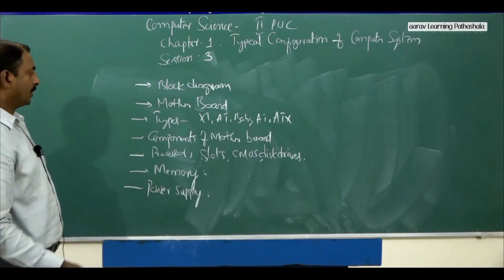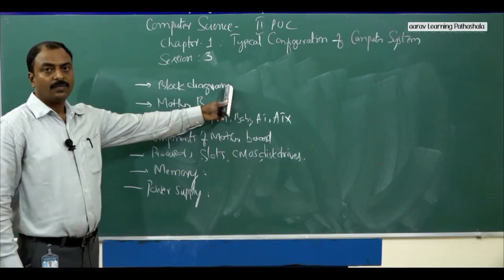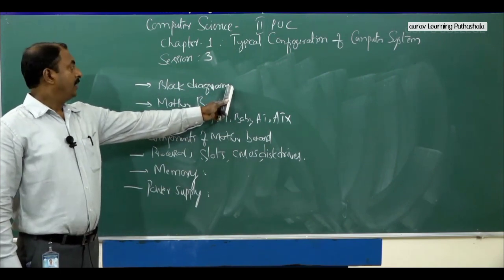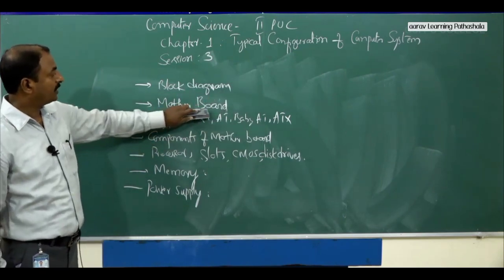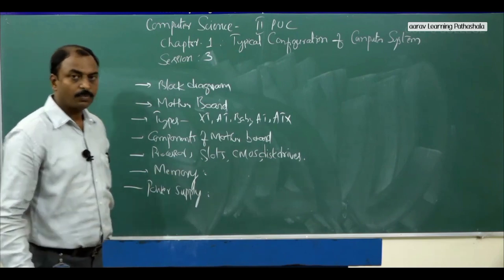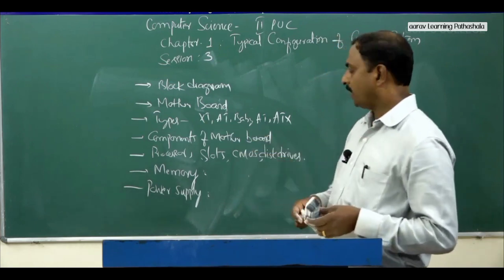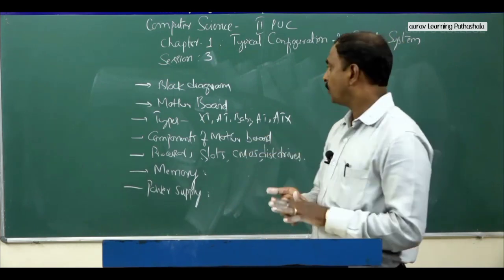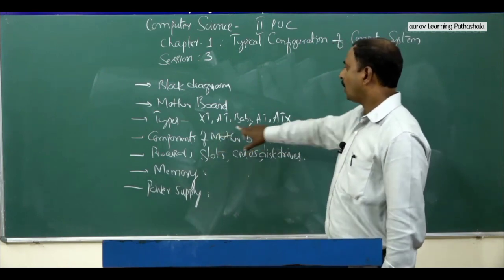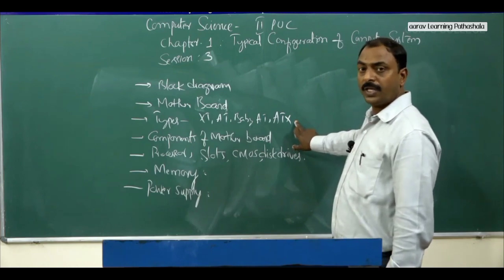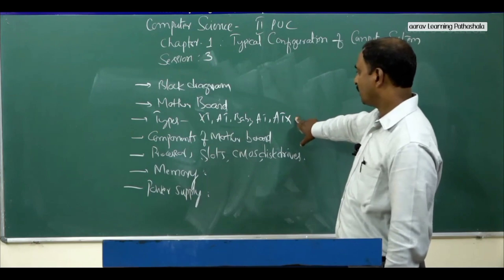In the block diagram we learned how a computer works by looking at the block diagram of the computer system. Then we learned what a motherboard is. It is a PCB, or printed circuit board, where all electronic components are mounted. Then we discussed types of motherboard. They are XT, AT, baby AT, and ATX motherboard. All these are different motherboards, which we can differentiate by the technology of the computer system.